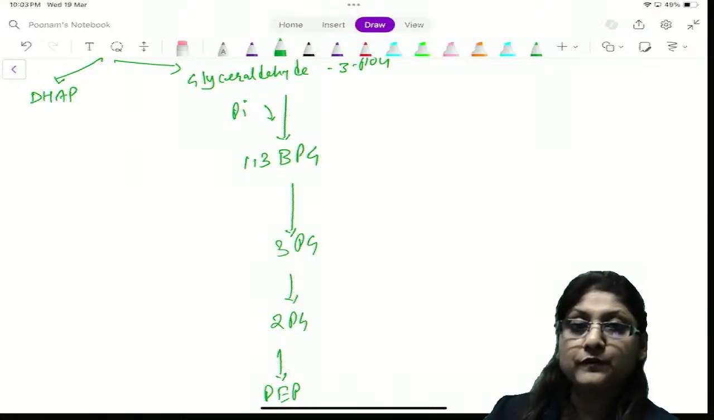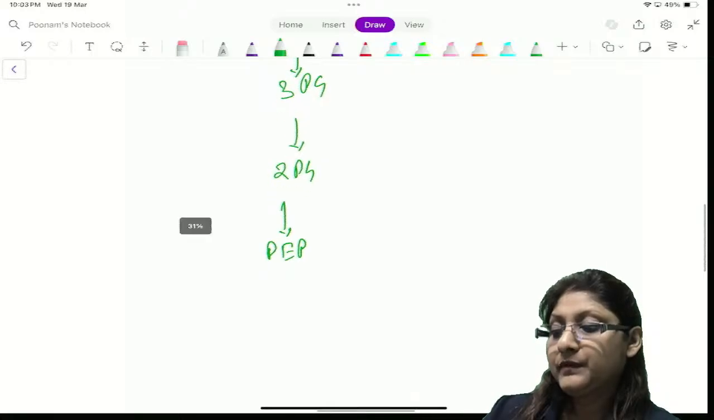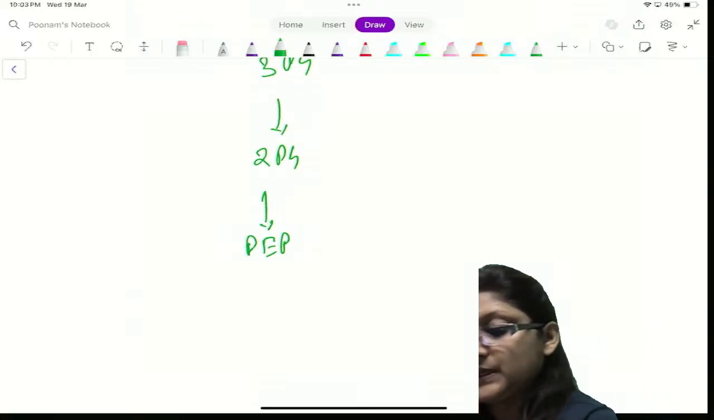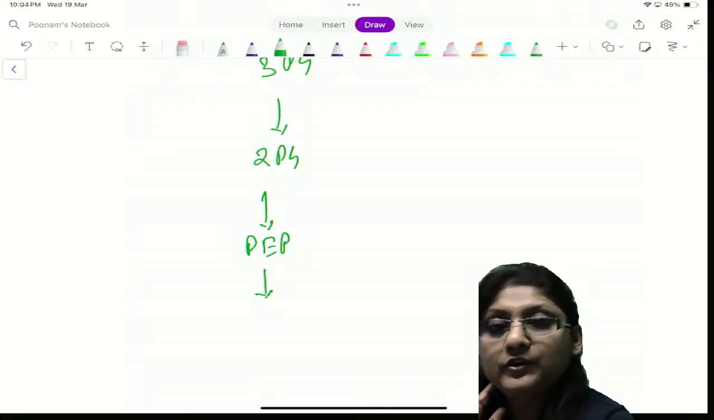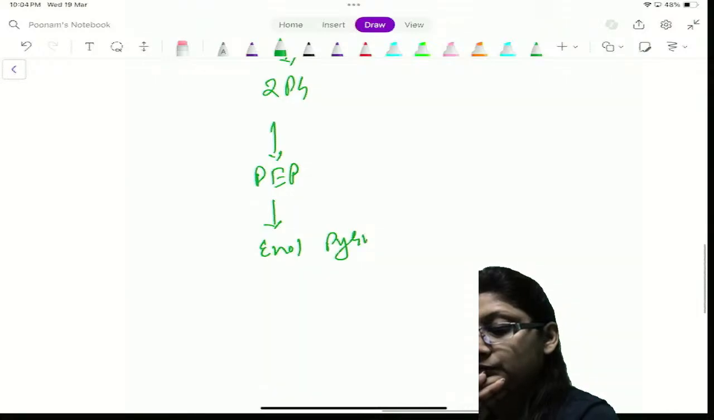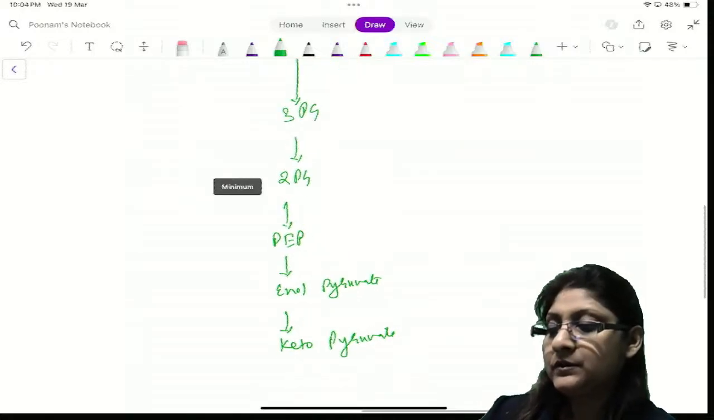For detailed description of glycolysis, you can see the video which I have uploaded. In the previous session, I took your class for glycolysis. There I told you all these steps in detail. Then this phosphoenol pyruvate is converted to enol pyruvate, and which is next converted to keto pyruvate. This is how the glycolysis takes place, right?